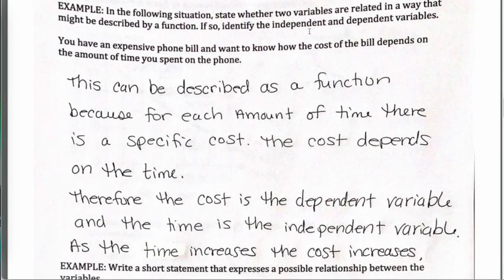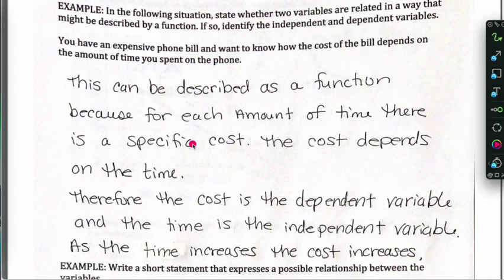Okay, let's look at our first example to start practicing these concepts. It says, in the following situation, state whether the two variables are related in a way that might be described by a function. If so, identify the independent and dependent variables. So here's the situation that's given to us. You have an expensive phone bill and want to know how the cost of the bill depends on the amount of time you spent on the phone. So we have two variables here and we're trying to compare them. The variables are the cost of the bill and the amount of time you spent on the phone.